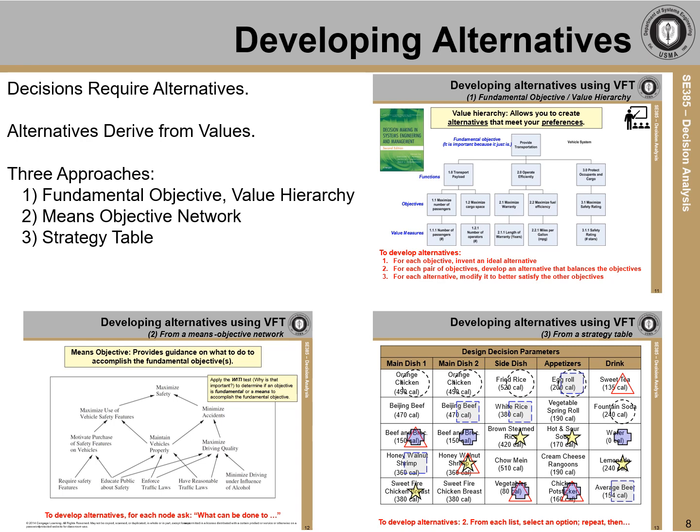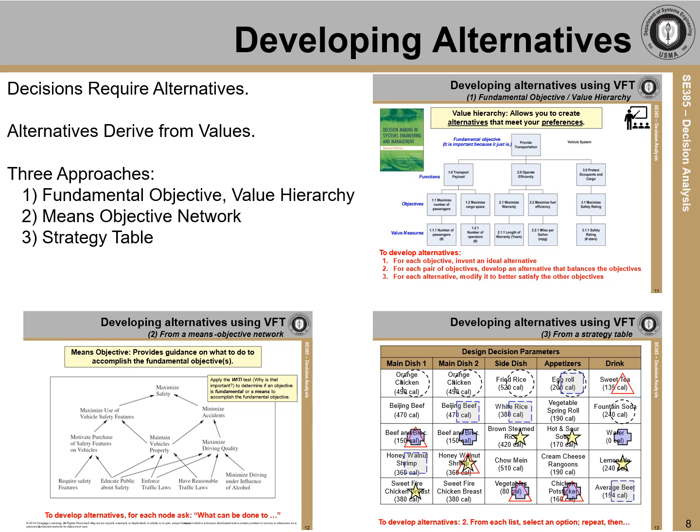We can also use what's called a means objective network. And this is where we look at our fundamental objective, and then we have our means objectives, where we look at, well, we're trying to accomplish A. Well, how are we going to do that? Well, we have these sub-objectives, and then we continually decompose that until we have an understanding of what we can do to meet those sub-objectives.